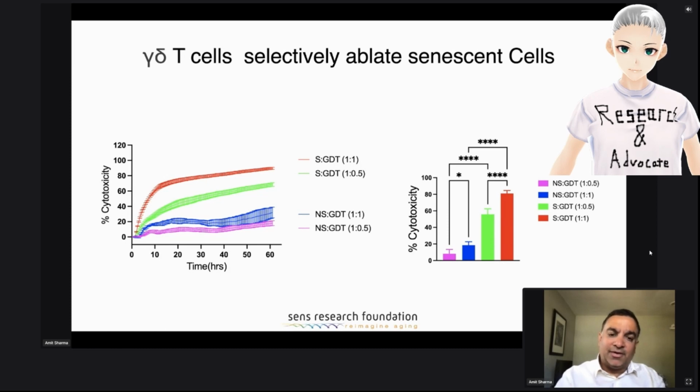Less than half as many gamma delta T cells kill as many senescent cells as NK cells did, and at 1-to-1 we were able to effectively remove all senescent cells. Since then, we have confirmed this in multiple cell types, multiple modes of senescence induction, and multiple donors, and they seem to be very, very effective in finding and killing senescent cells.